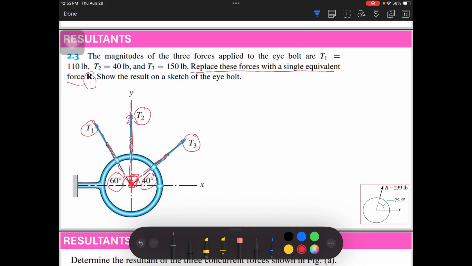So, ayun nga, kukunin natin yung resultant ng tatlong forces. So, yung tatlong forces natin, yung dalawa inclined, yung isa directed upward. So, ibig sabihin, since planar lang to na concurrent, may x and y component ang mga forces natin. Walang z component. So, let's write si T1, T2, and T3. T1 is equal to 110 pounds. T2 is 40 pounds. T3 is 150 pounds.